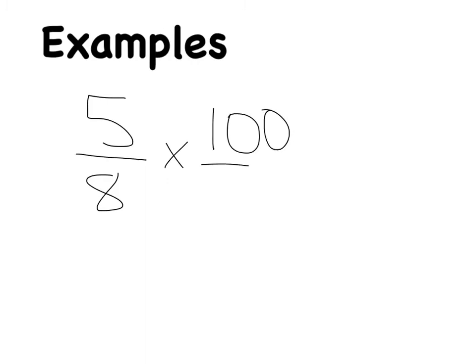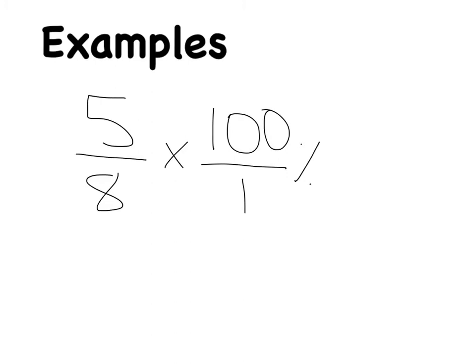Let's have a look at an example that isn't really all that straightforward. Let's have a look at an example of 5/8. Let's convert 5/8 to a percentage. So 5/8, multiply that by 100%. Okay, let's do this. 5/8 multiplied by 100%.